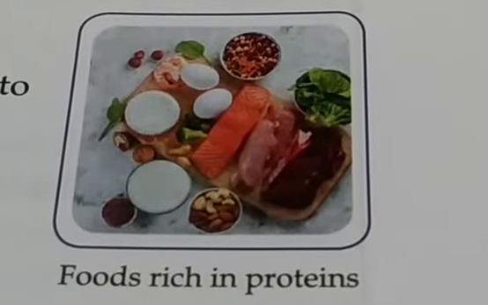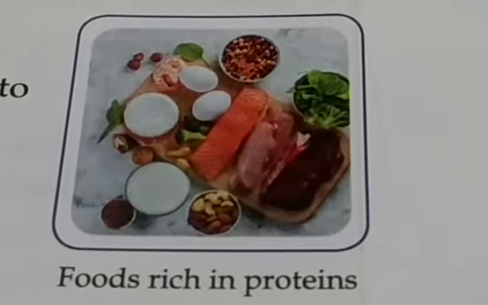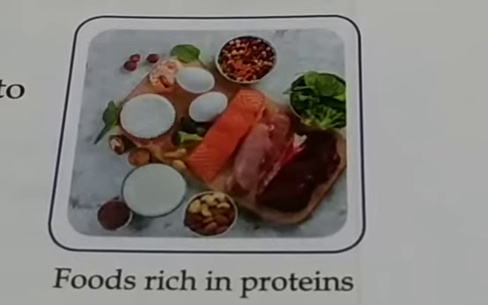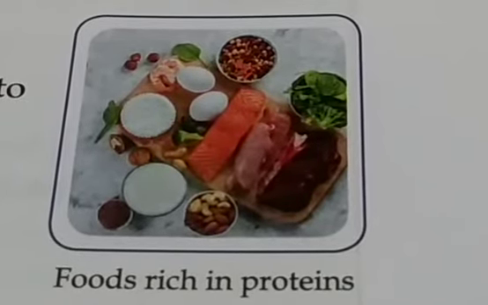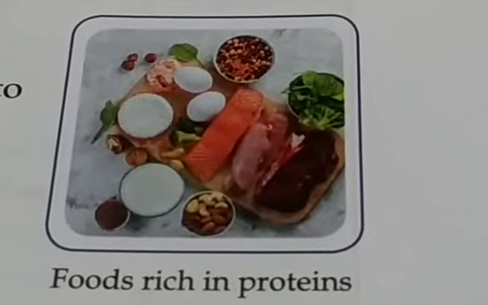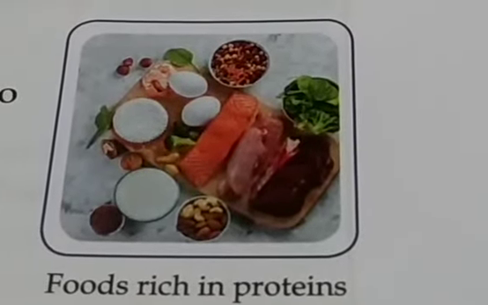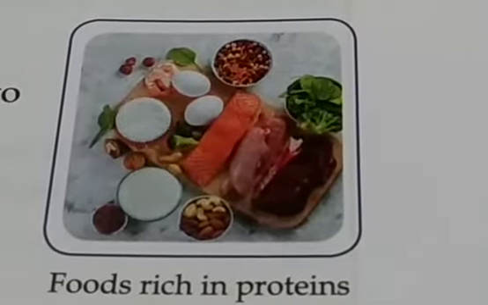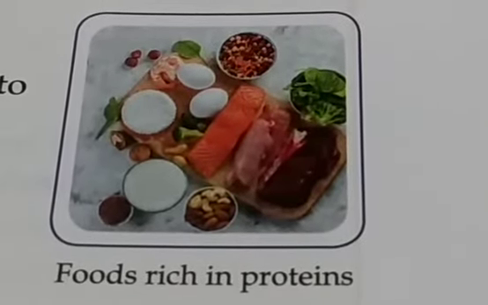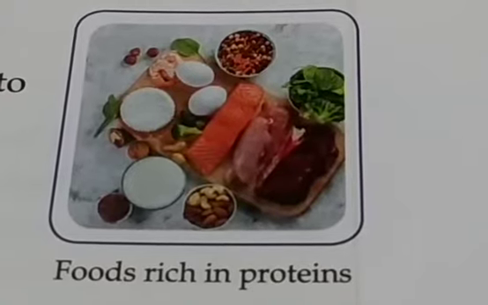They are milk and milk products, like I said before, curd and cheese. Then we have eggs, nuts, meat, fish, beans, pulses and soya bean. These are the bodybuilding foods. So the other name for protein is bodybuilding food.